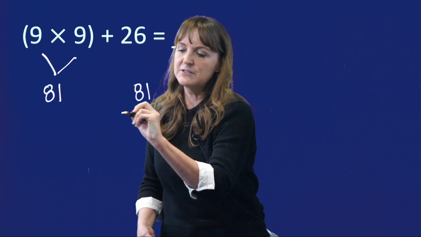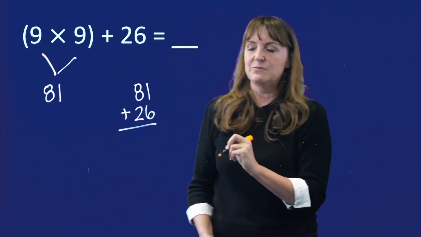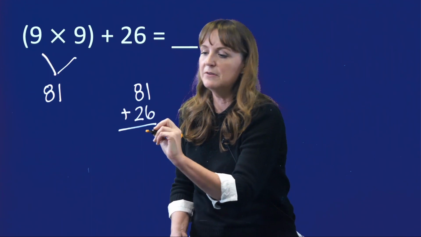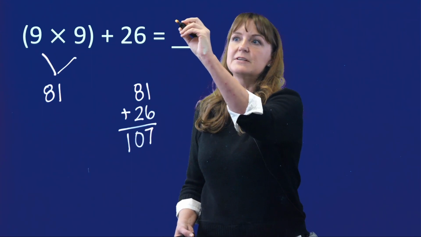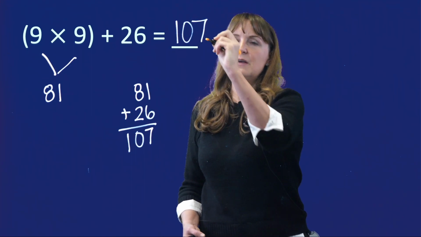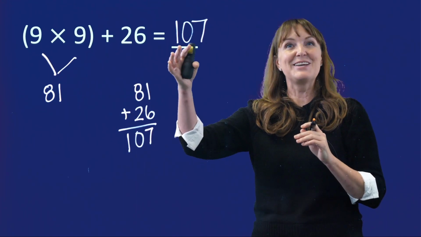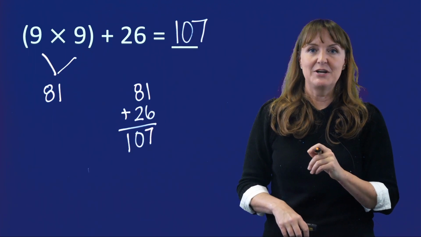So if I just over here to the side have to write what happens when I add 81 plus 26. Maybe I use partial sums. Maybe I use a more traditional algorithm. Either way, I want to figure out that the answer here is 107. So I did parentheses first, and then I added, and then I did the operations left to right to figure out here I have an answer of 107.